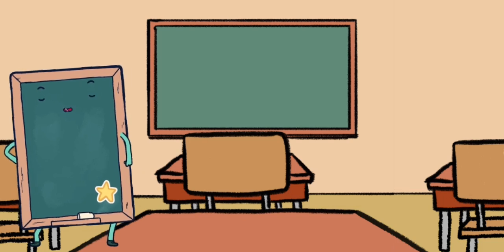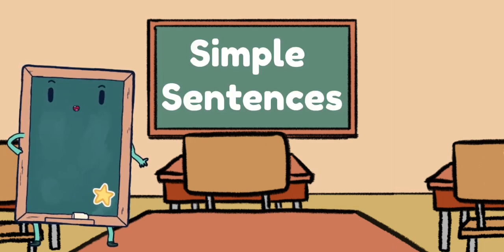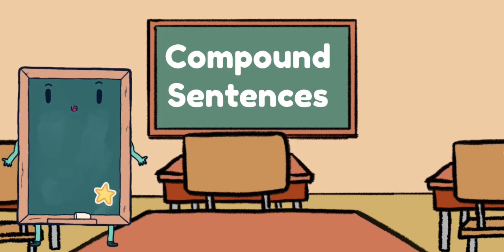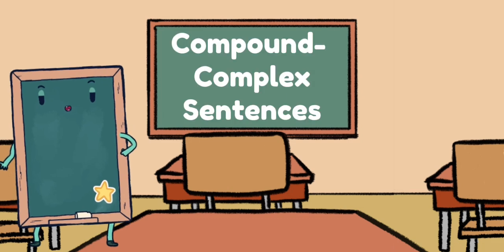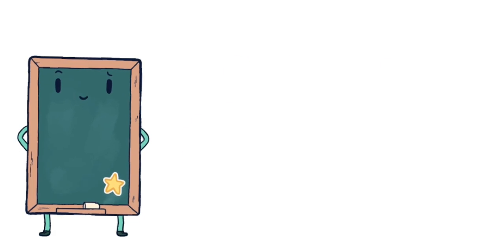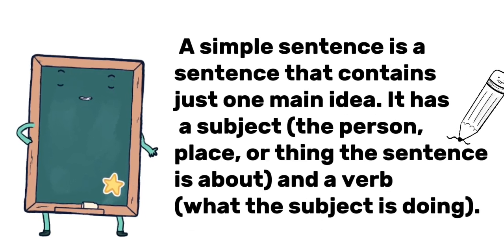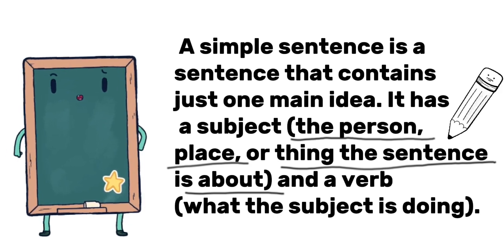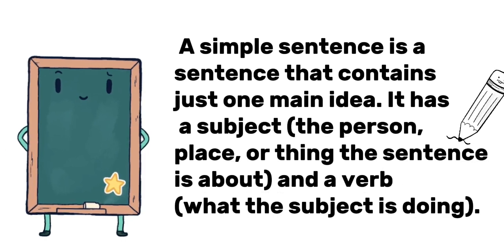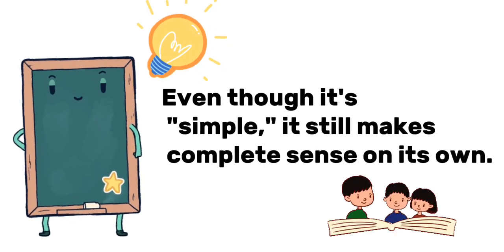Before we dive in, let's look at the types of sentences people use. Number 1, simple sentences. Number 2, compound sentences. Number 3, complex sentences. Number 4, compound complex sentences. Simple sentence. A simple sentence is a sentence that contains just one main idea. It has a subject, the person, place, or thing the sentence is about, and a verb, what the subject is doing. Even though it's simple, it still makes complete sense on its own.